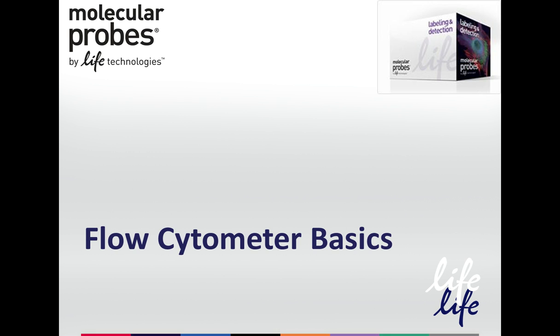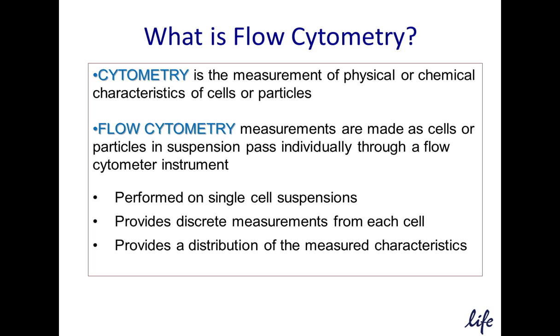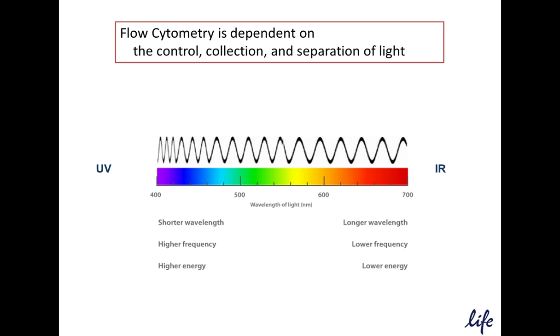Okay, so now let's move on to some of the basics of the flow cytometry technology. Cytometry is the measurement of physical or chemical characteristics of cells or particles. Flow cytometry measurements are made as cells or particles which are in a suspension pass individually through a flow cytometer. This provides discrete measurements from each cell and provides a distribution of the measured characteristics. Flow cytometry is dependent upon the control, the collection, and the separation of light.